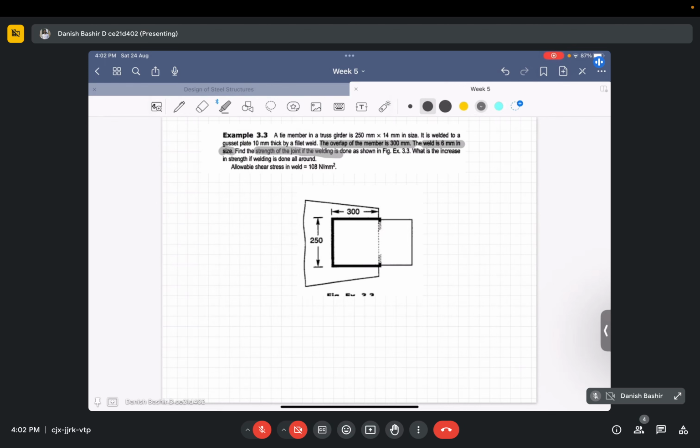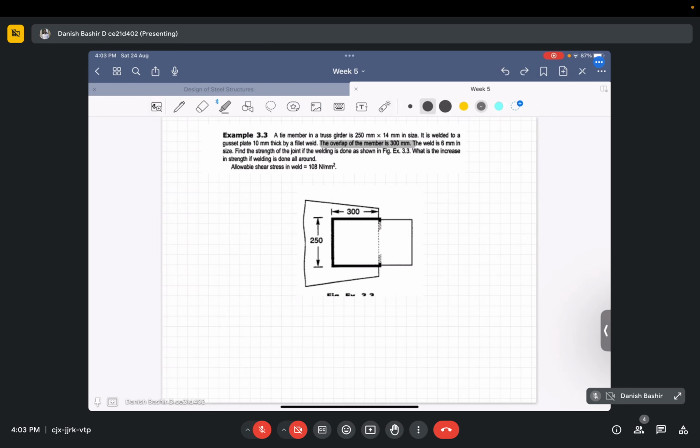Find the strength of the joint if the welding is done like this. Welding is done like this. And with the increase in strength, if the weld is done all around, the allowable shear stress we have to take is 180 newton per mm square. Now let's begin this problem.